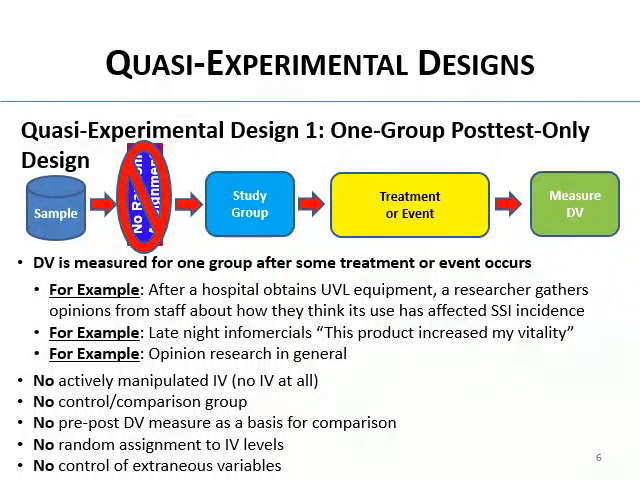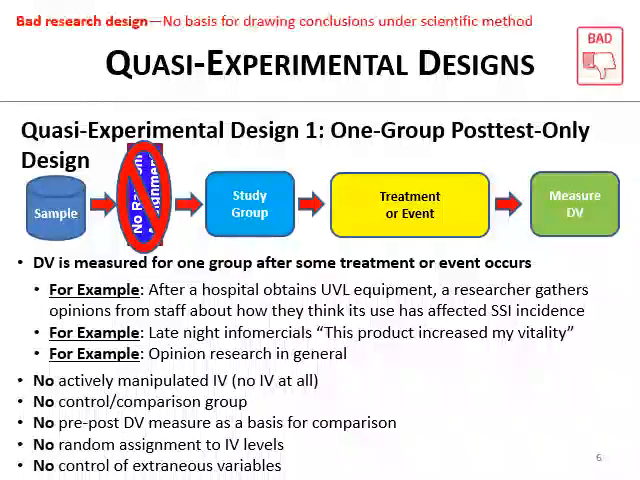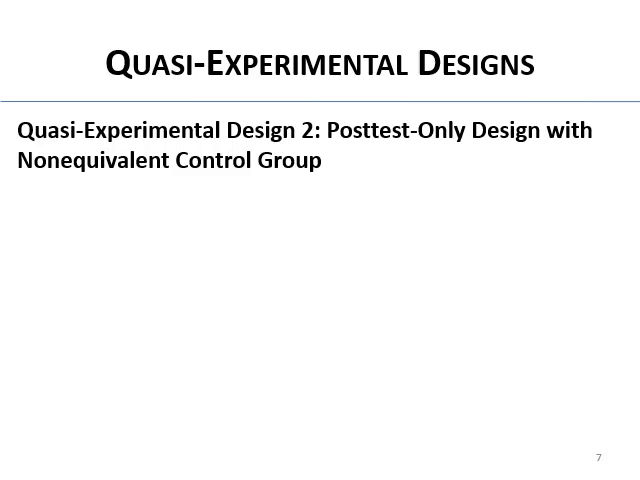Further, there's no control of other extraneous variables. Like, this design's actually awful. So this is a bad research design. There's really no basis for drawing conclusions under the scientific method. You just know that, hey, this is what people told me after a thing happened, but you don't know if it was caused by it. You don't know if other factors, if anything changed at all, for example. So bad design. The next design is the post-test only design with a non-equivalent control group.